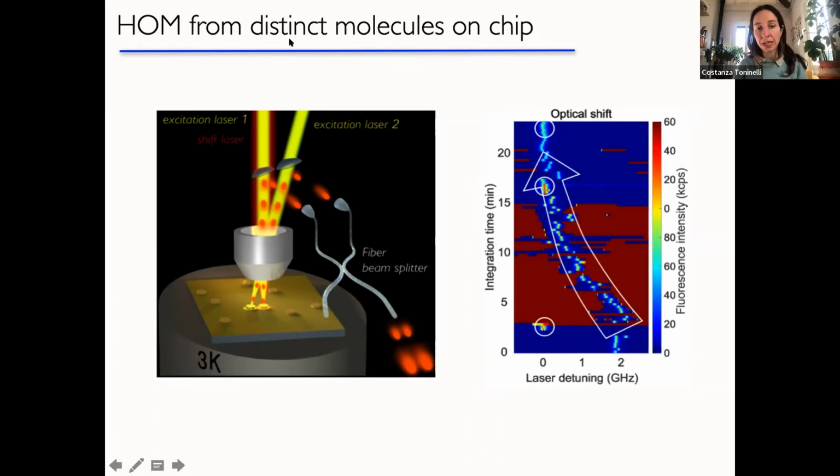And this is the optical setup. You have 2 molecules that were very close by. So we had to split the setup in 2 and have 2 excitation lasers and separate the fluorescence with D-shaped mirrors into 2 optical paths that were coupled to single-mode fibers at the 2 inputs of this fiber beam splitter.